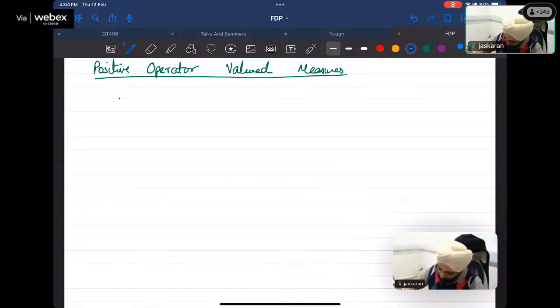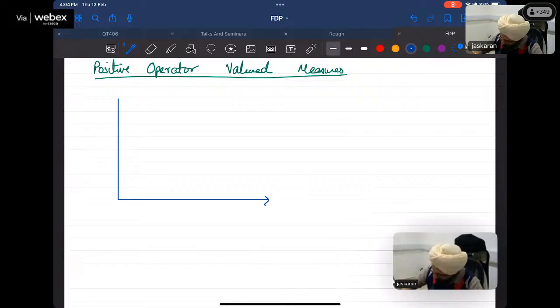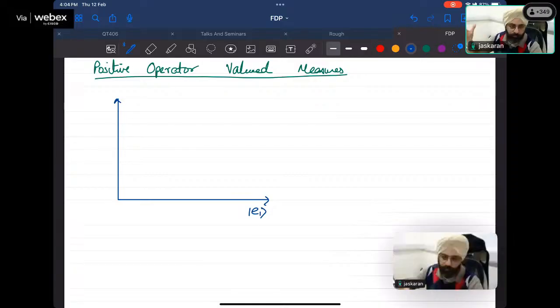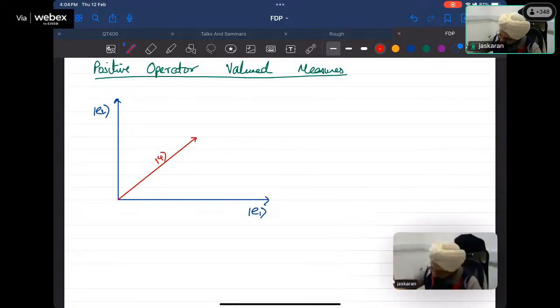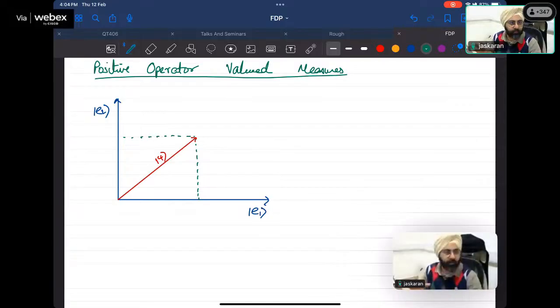We were choosing a basis, a coordinate system. So we had chosen an orthonormal basis. We had kept a basis element ket E1 and another basis element ket E2. And we had a quantum state, say ket psi. The idea was that we take a projection along ket E1 and a projection along ket E2. That was the idea of the projective valued measures that we had.